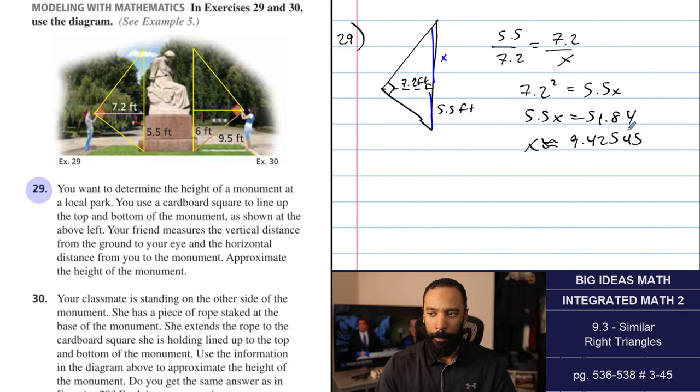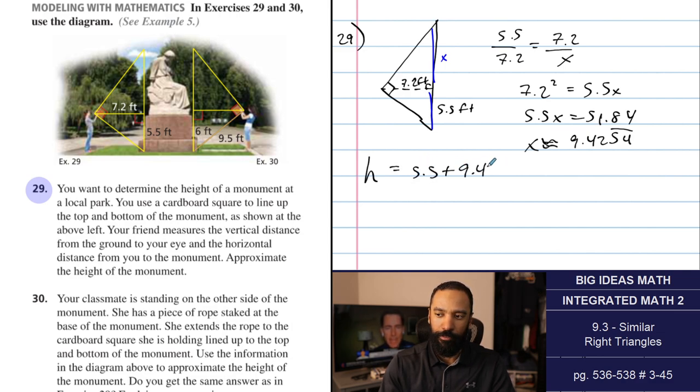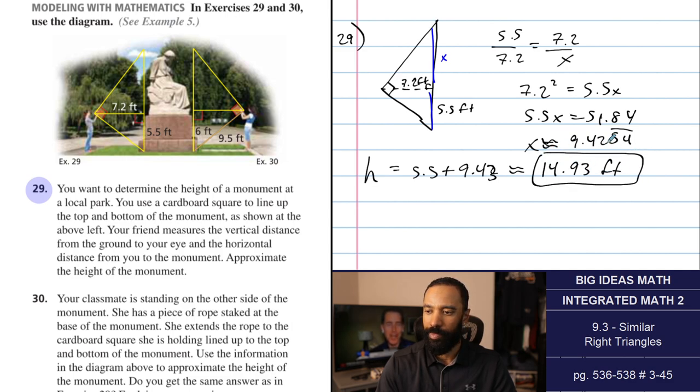4, 5 repeating. So the 5 and the 4 repeat themselves after this. 4, 2, 5, 4, 5, 4, 5, 4, etc. Probably going to round it to 9.43. So h, the overall height, is 5.5 plus this 9.43 number, which is about 14.92, etc. So I'll say 14.93 feet in height as a whole.